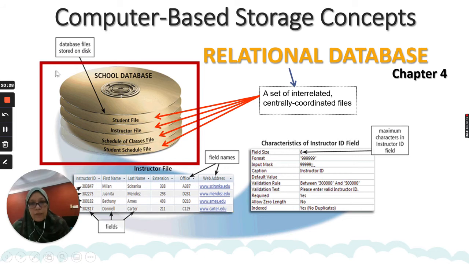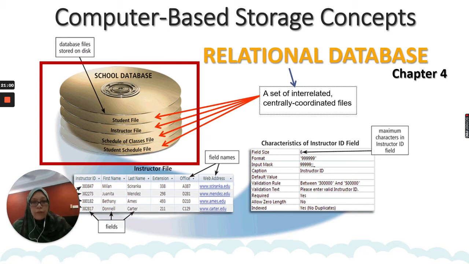If you refer to my slide, this is the school database. In this school database, they have data related to the school. Of course, we are talking about school. All the data is centrally coordinated in this database. They have data related to students, related to the instructor, related to the schedule of class, related to the student schedule, and so on. Anything related to the school, they store in one place. That we call a database.